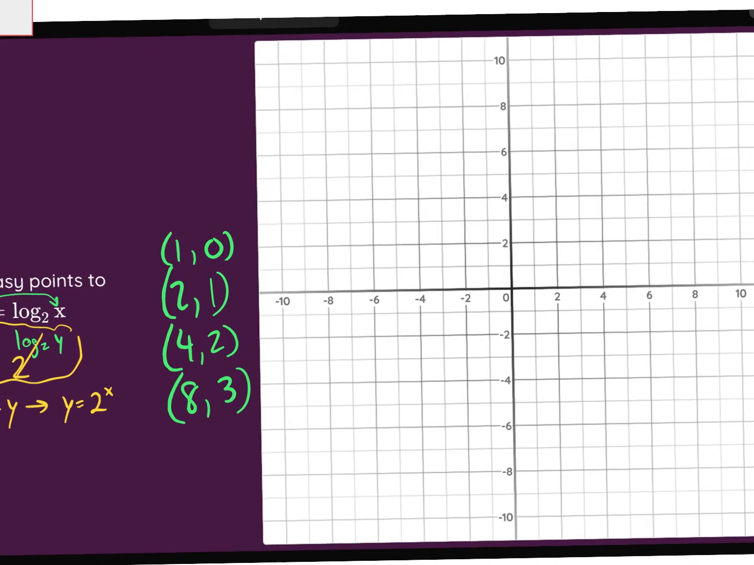So you're just going to, with your cursor or with your mouse, click on the location of 1, 0, which is right here. Then you would click on the location of 2, 1, which is right there. And then 4, 2, which is right there. And then 8, 3, which is right there. Now, you cannot click on the halfway points, but I hope you see that the graph is coming like this, and then it would be 1 halfway out and then down -1.